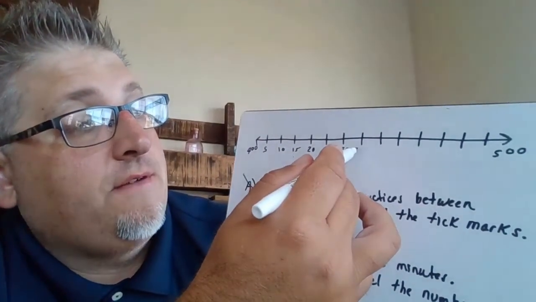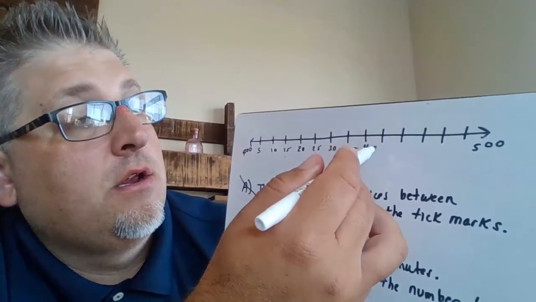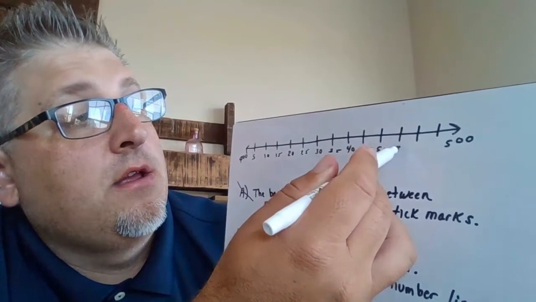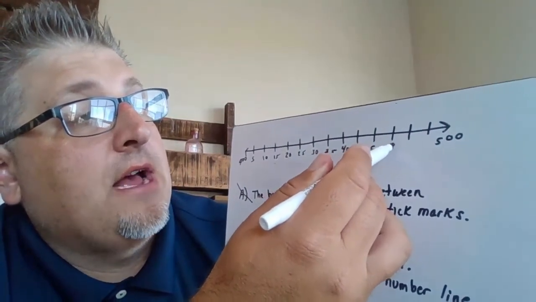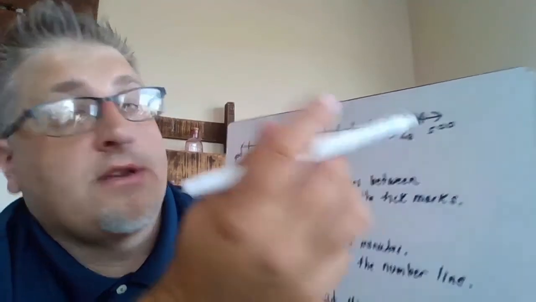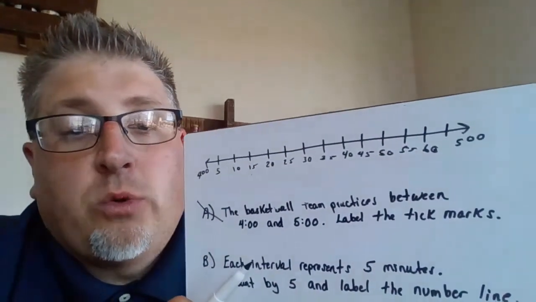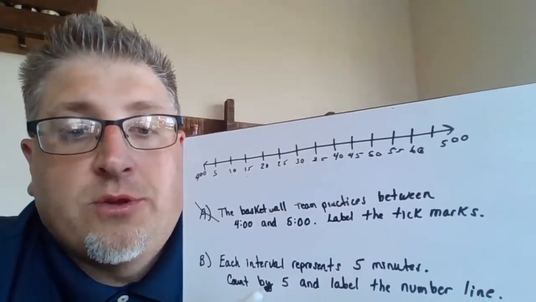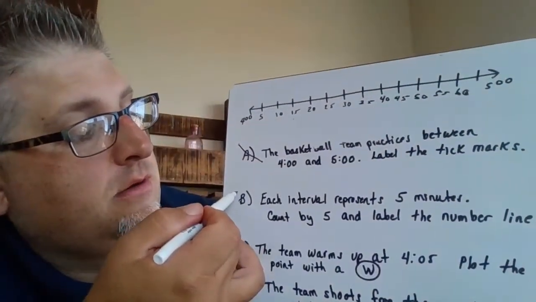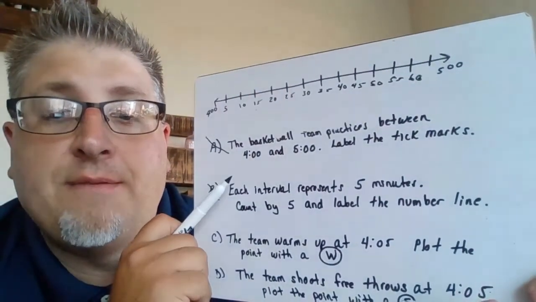Next would be, you guessed it, 35. Next would be 40, 45, 50, 55, and 60. So let me fix that up. So there's our number line all fixed up all the way. Remember, when we get to 60, we don't write 460, we write 400. Those zeros will come back into play. Okay? So our second piece is set. We got the intervals for 5 minutes.